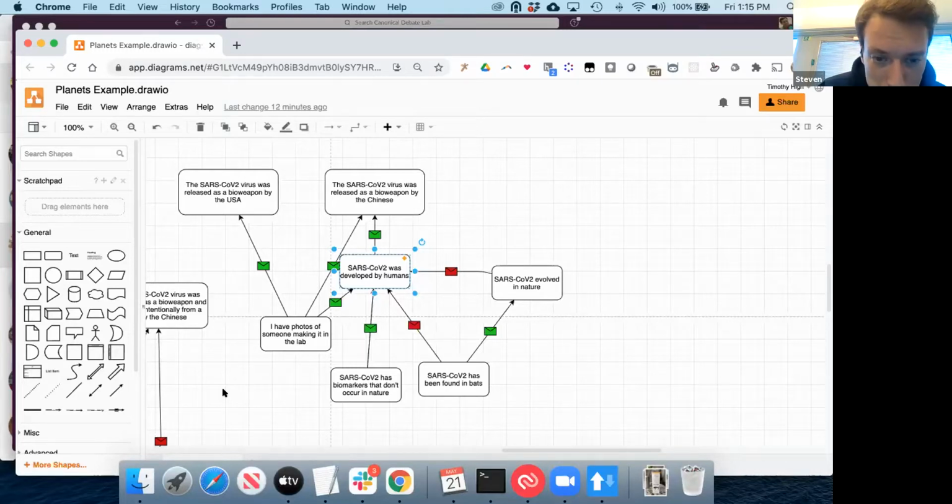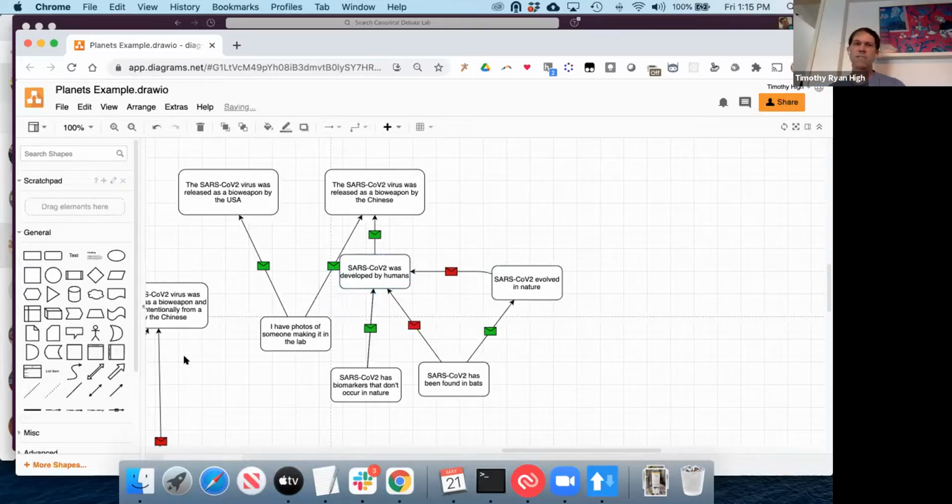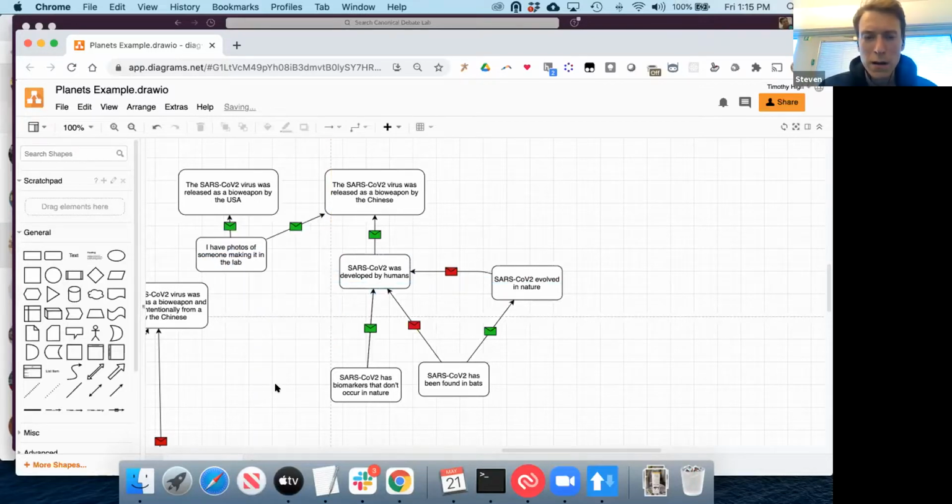You have one, two, three underlying claims here. Apparently, yeah, but you didn't have this claim there. You don't have that one. You don't get that one. Do you think it belongs there? Then add it there. Well, nobody noticed because they were focusing up here. No, they're focusing on "SARS-CoV-2 was developed by humans."